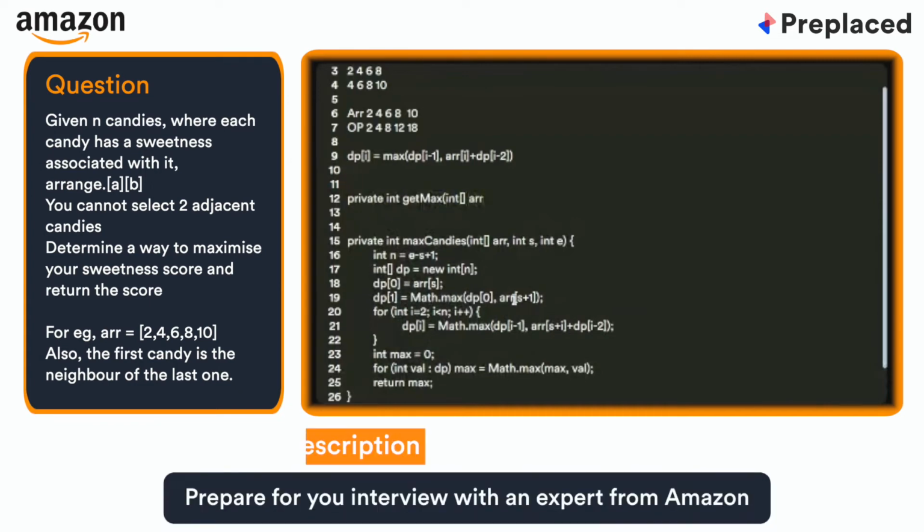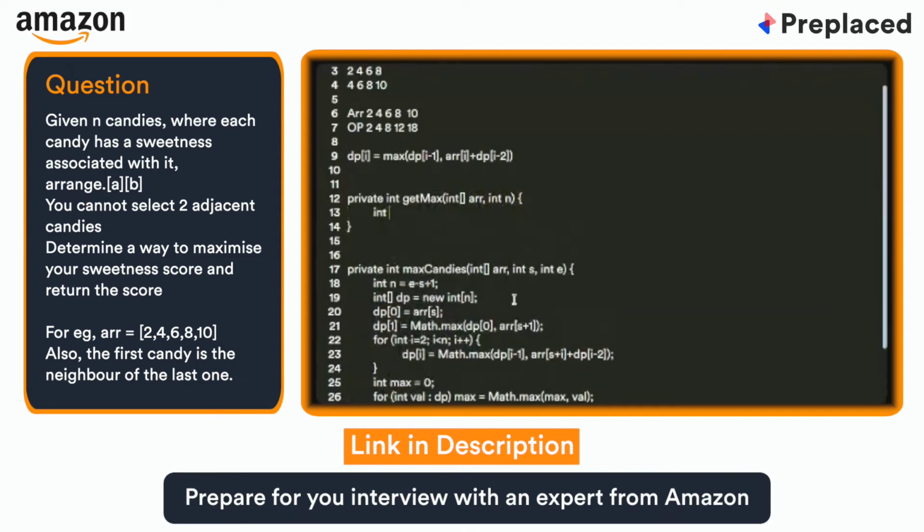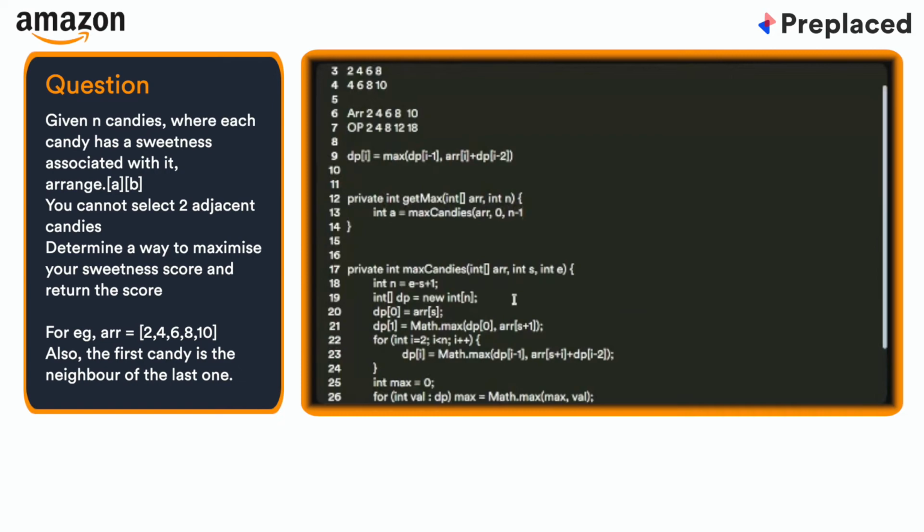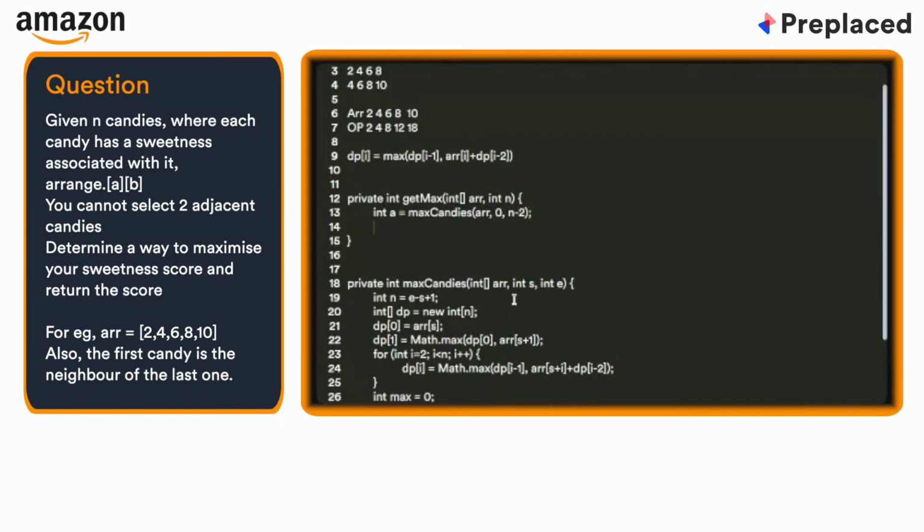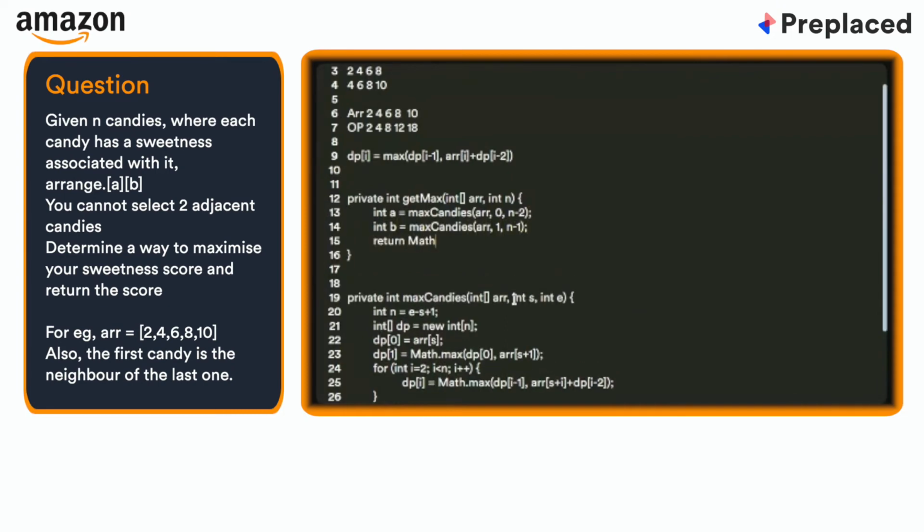Here I will have the array and the size of the array. So integer a is equal to max candies from the array. I will be starting from 0 and go up till n minus, will it be n minus 1? It will be n minus 2. And my b will be max candies from the array, going from 1 up till n minus 1. And I will be returning math dot maximum of a comma b.